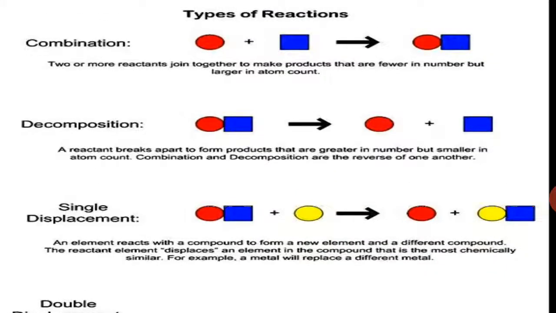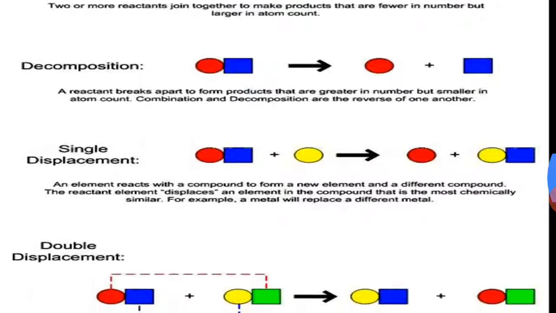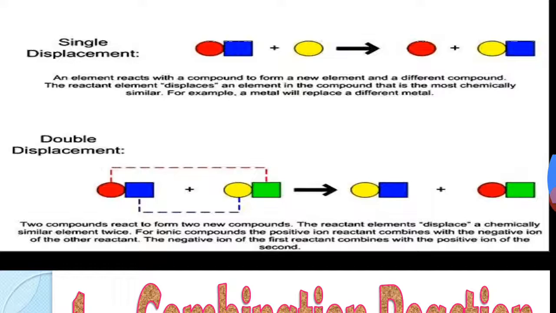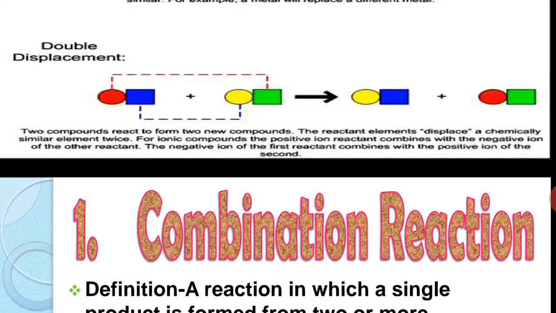First, let me introduce combination reaction. In this reaction, two reactants combine to form a single product. In decomposition reaction, a single reactant dissociates into two or more separate products. In single displacement, one element displaces another element from a compound. Double displacement: the two elements exchange their places in two compounds.